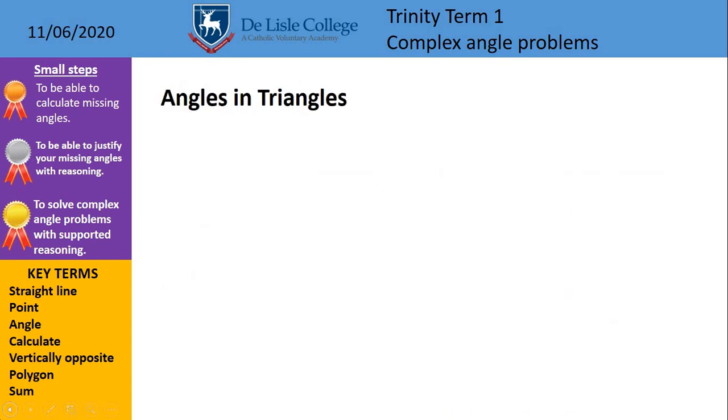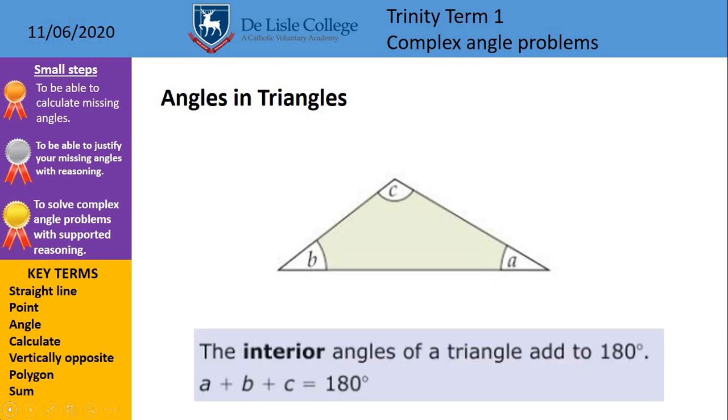Okay, so angles in a triangle. What do we know about these? Again, we've touched on this. All the angles in a triangle will always add up to be 180 degrees. The interior, so that's the inside angles of a triangle, will add up to be 180 degrees. So in the example there, A plus B plus C will equal 180 degrees.